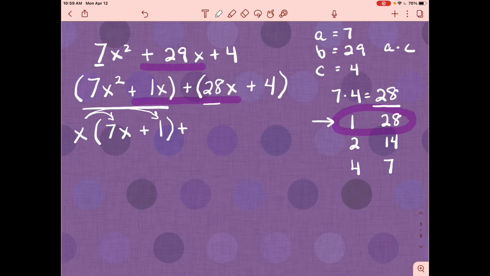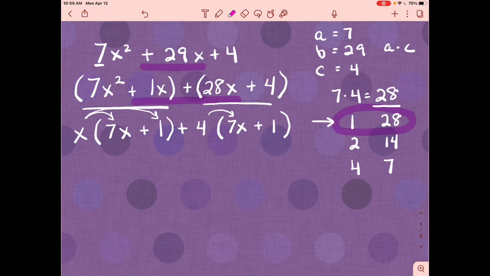Look at the second set of numbers. Between 28x and 4, the only thing that's common is the number 4. So we're going to factor out the 4. 4 times 7x gives me 28x. You can just keep multiplying back to calculate these things and to check yourself. And if I factor a 4 out of 4, I have a 1 left behind.